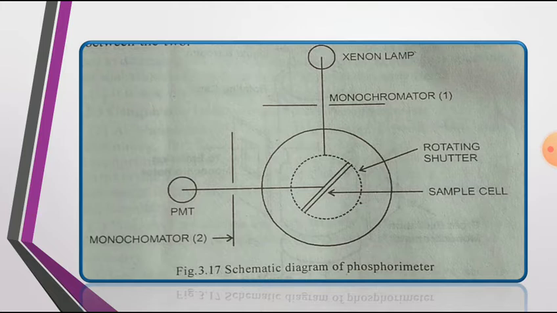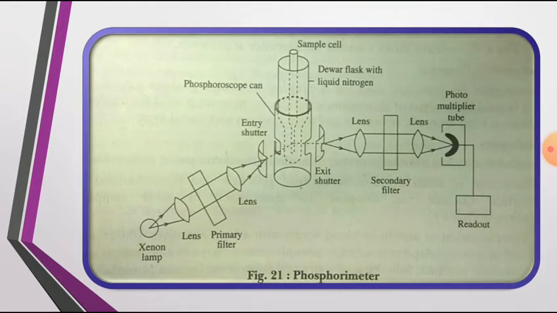Now we will see the block diagram of the phosphorimeter. So this is the block diagram. In this case the xenon lamp, which is the radiation source, will emit the UV light. That UV light will be collimated by this collimating lens, and this primary filter will absorb other visible light and pass only the UV light through this second collimating lens and through this entry shutter. This is the entry shutter.